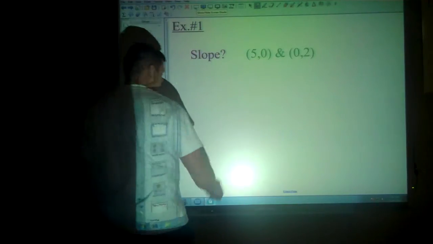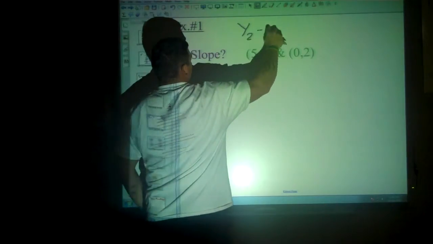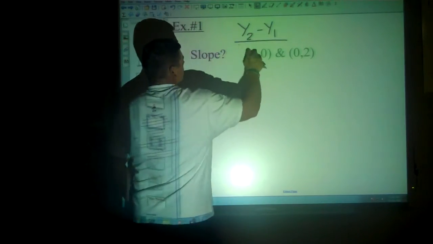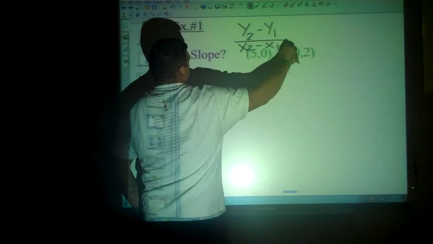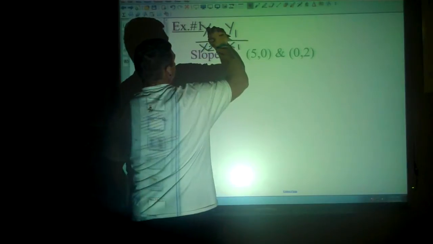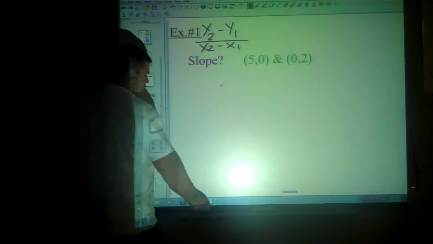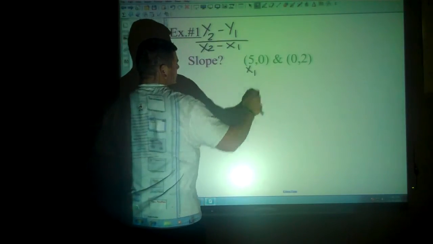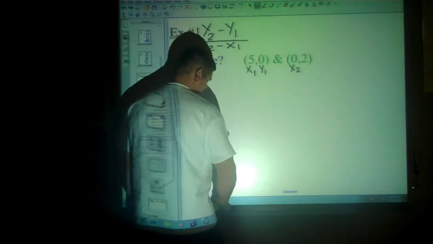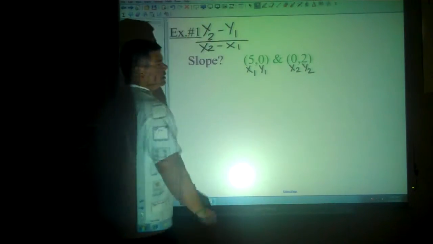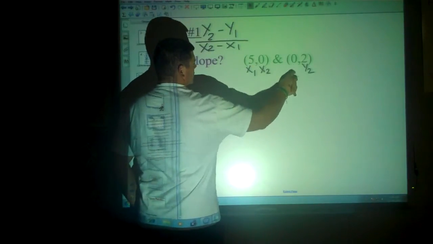So here's how it works. We have two coordinates here. Don't forget, y sub 2, oops, I wrote the wrong one. Y sub 2 minus y sub 1 over x sub 2 minus x sub 1. Make that a little bit off the way. Good. That's always equal to our slope. Now you can label this x sub 1, y sub 1. You could call this x sub 2 and y sub 2. That's perfectly legal.